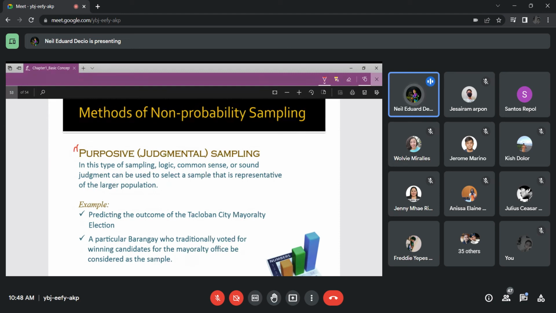Diba? I have discussed that last meeting. And also, the sampling method. Okay, the sampling method that was used, and you're going to describe the sample based on the sampling techniques that was used. And then lastly, you're going to identify the descriptive part of the study and the inferential part kung mayroon. Okay?